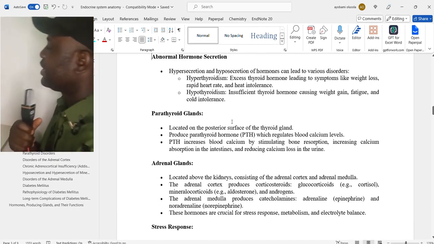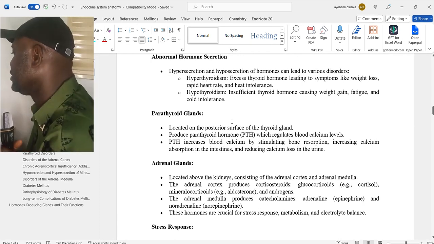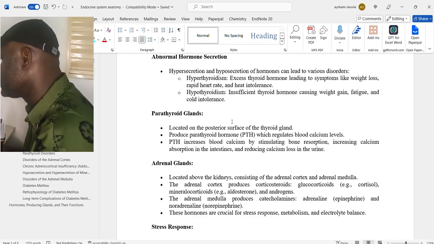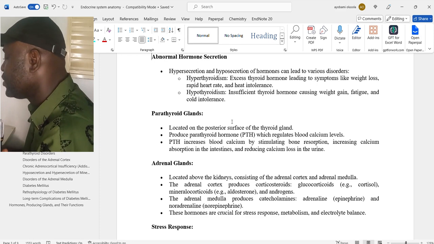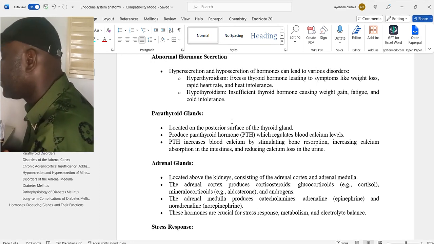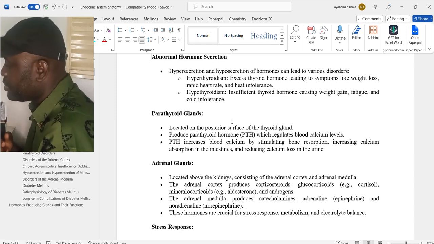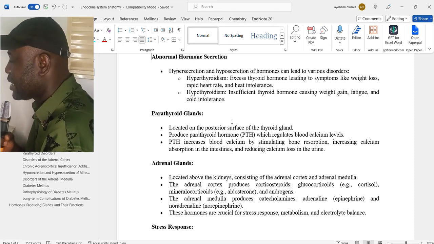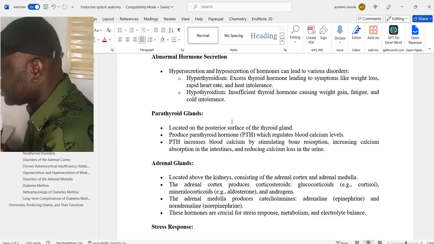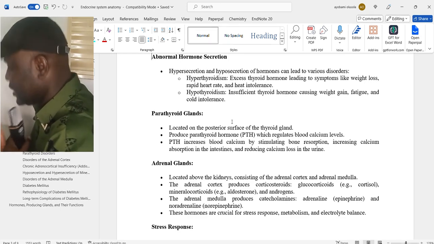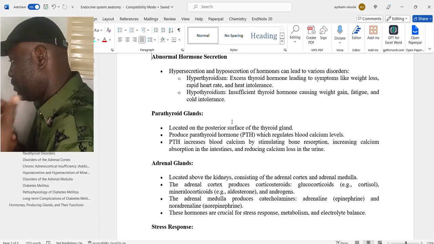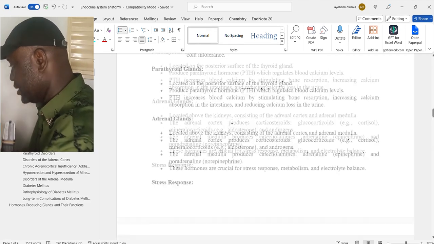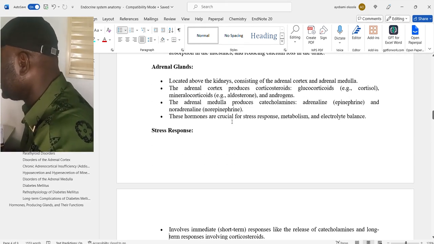Now, the parathyroid glands are located on the posterior surface of the thyroid gland, and they produce parathyroid hormone, which regulates blood calcium levels. Parathyroid hormone increases blood calcium by stimulating bone resorption. It increases calcium absorption in the intestines and reduces calcium loss in the urine. So parathyroid hormone does the opposite of what calcitonin does. It increases blood calcium.